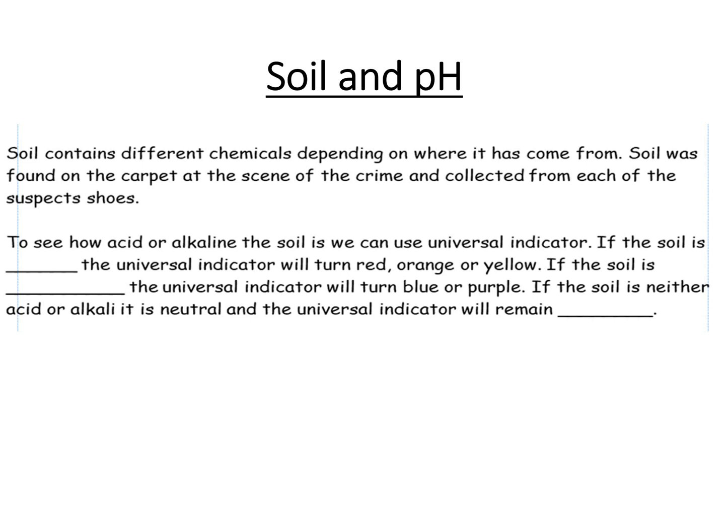So to see how acidic or alkaline the soil is, we can use a universal indicator. So I want you to quickly pause the video and fill in these 3 gaps here. So if the soil is acidic, the universal indicator will turn red, orange or yellow, and if the soil is alkaline, the universal indicator will turn blue or purple. If the solution is neither acid or alkaline, it is neutral and the universal indicator will remain green.